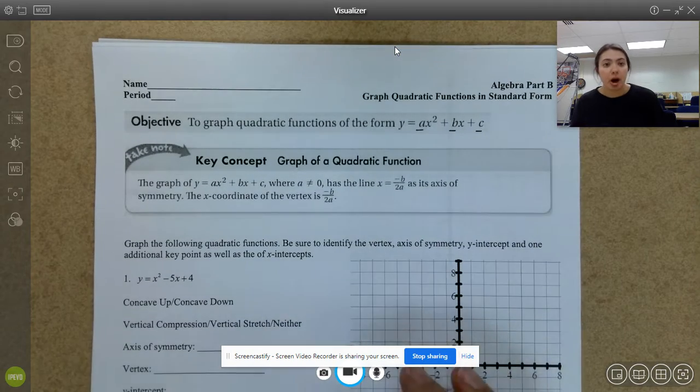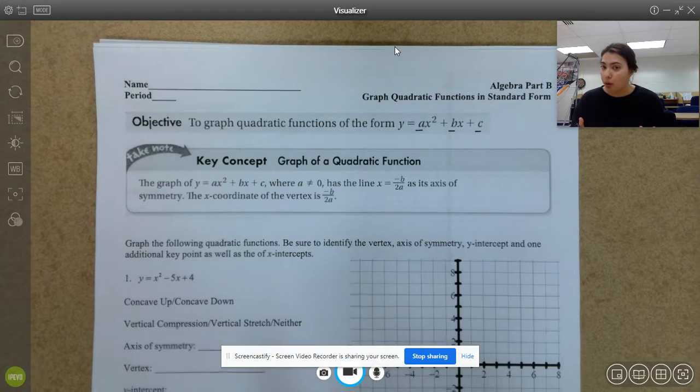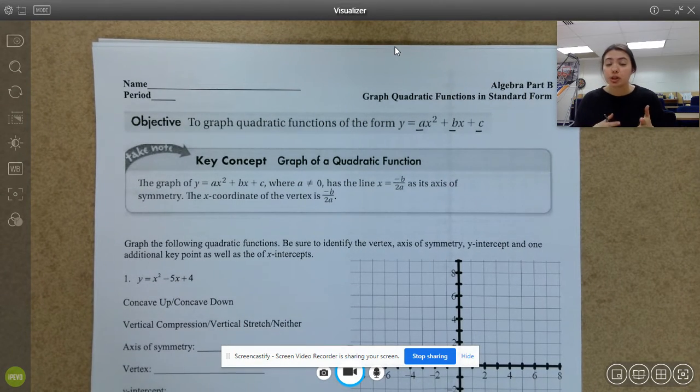And so for today, we are going to watch this Edpuzzle in class. We are going to go over graphing quadratic functions in standard form, which we've actually already gone over once this year. So this is going to be a really great review for you today.